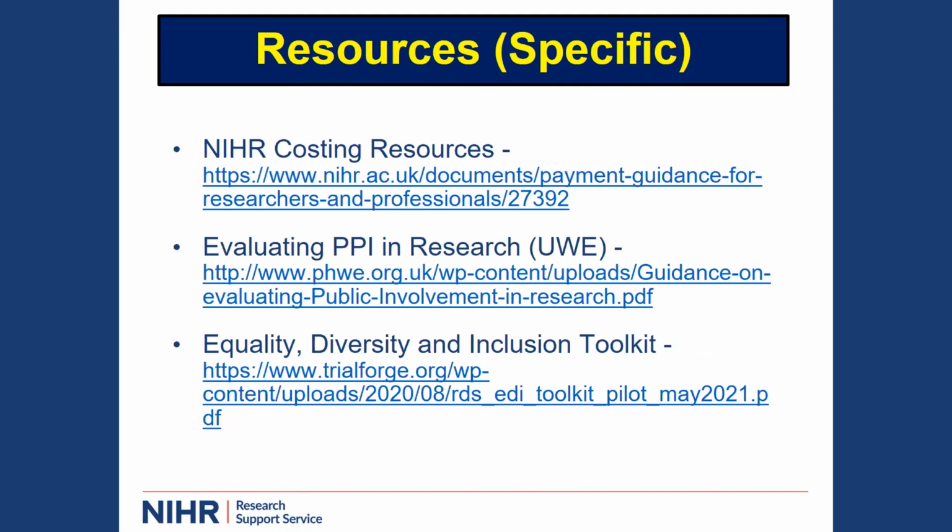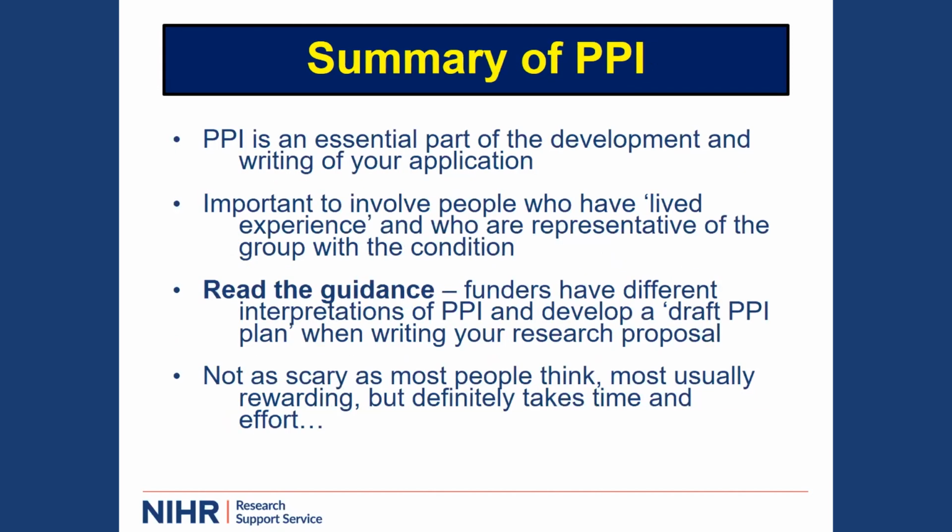Evaluating PPI in research, there's a very good tome from the University of the West of England, which has four different techniques. Two of those are very large. One's called the Cube, and you need quite a number of PPI contributors for that to work. So sometimes evaluating PPI in your research will be based on how many people are in your PPI group. There's also the Equality, Diversity and Inclusion Toolkit available as well, for trying to improve the way that you may recruit and how you conduct your PPI with people from minority or seldom heard groups.